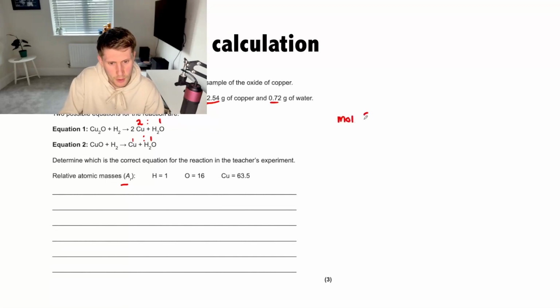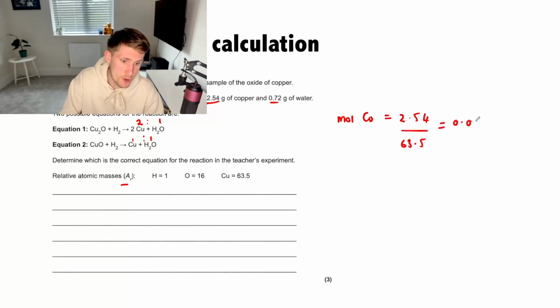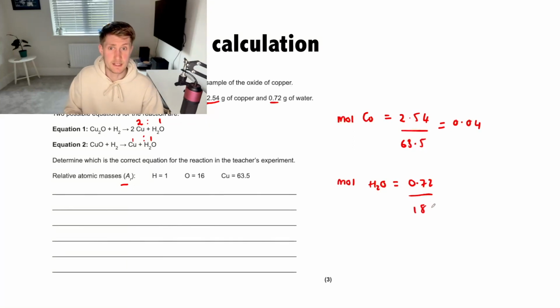So moles of copper. Moles, of course, is mass divided by MR. So mass of copper is 2.54 and the MR is 63.5. And if we do that calculation, we get 0.04. Okay, and we're going to do the same again, but for water this time. Water is 0.72 grams, and the MR, after adding up the 2 hydrogens and the 1 oxygen, will give us 18. And funnily enough, we get the same value for moles. We get 0.04 for copper and 0.04 for water.